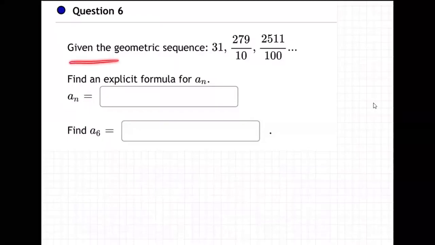Okay, given the geometric sequence 31, 279 over 10, and 2511 over 100, that's kind of weird, huh? Find an explicit formula for a sub n, and find a sub 6. Weird. All right, well, this is a geometric sequence, so let's go to the notes. Looks totally strange, doesn't it? Let's go to the notes and get the formula for a geometric sequence.